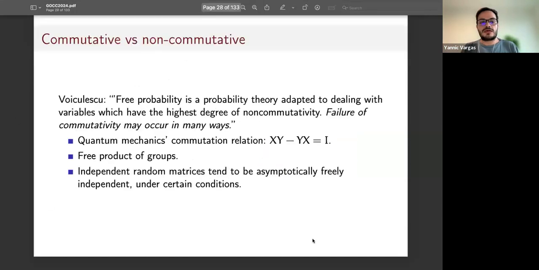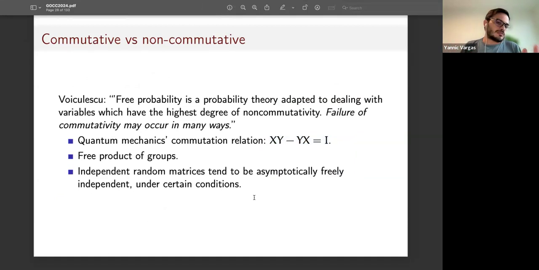Also, let me say, the reason to look at non-commutative probability is to consider notions of non-commutative independence, for which there are several situations in nature and in mathematical nature in which the random variables are not commutative. So, for example, in quantum mechanics, you can have relations between variables that are not commutative. Another example is the free product of groups, which I will show you in a moment.